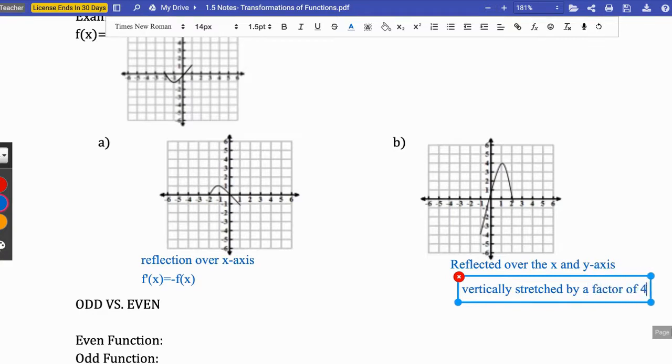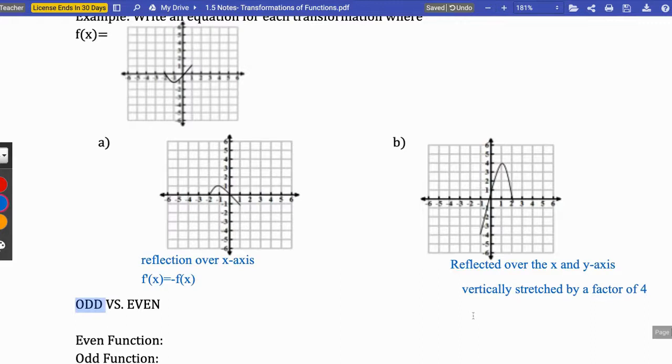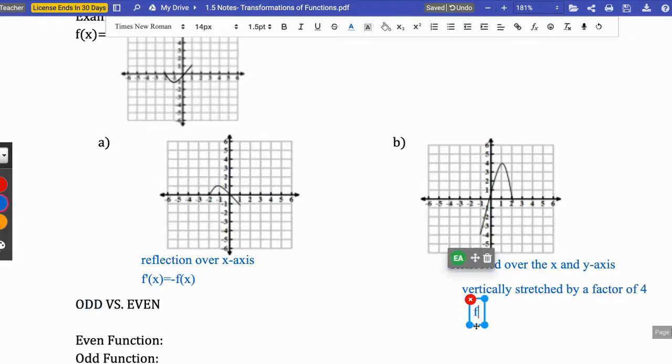So now I have all of the transformations. That's going to give me everything that I need. So then now I'm going to create my function. So my new function is f prime of x.